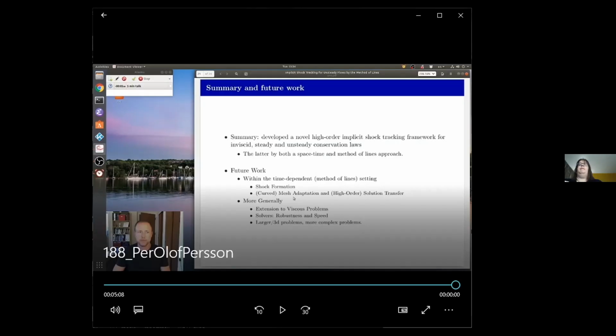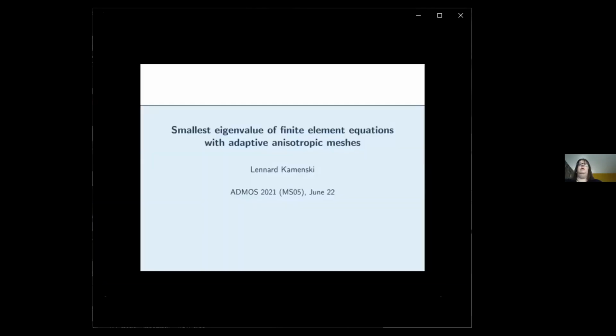Okay, so now we move to the last speaker of this session, Leonard Kamenski, and he'll be talking on bounds on the smallest eigenvalue of finite element equations with adaptive and anisotropic meshes without regularity assumptions. Welcome everyone. Here is Leonard Kamenski, and now we're talking about conditioning of finite elements on anisotropic meshes.